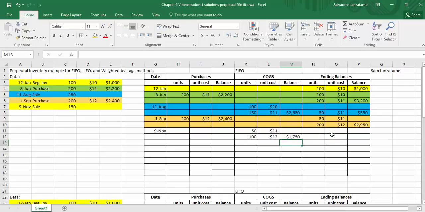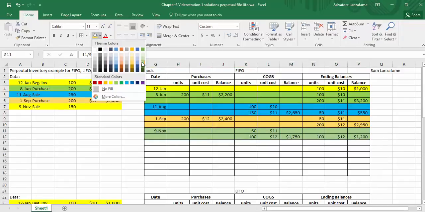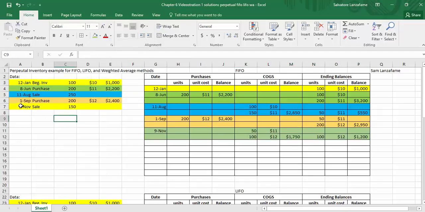I just have 100 of the $12 group. So how did I get 100? 200 minus the 100 I got rid of. And these are recorded at 12 bucks a piece. And that's going to give me 100 times $12. It's going to give me $1,200. And that's our final answer. So under FIFO, we have determined that the value of the ending inventory is 1,200 bucks.